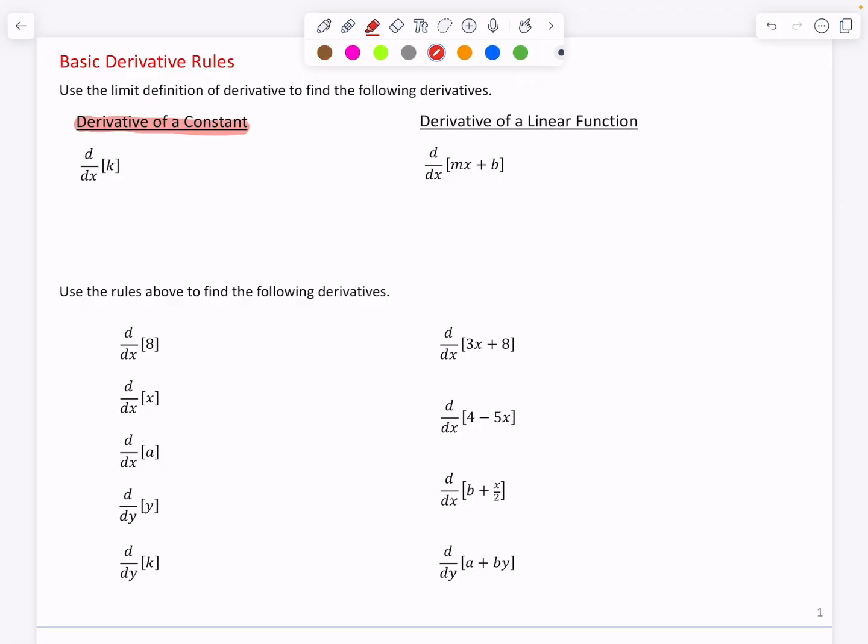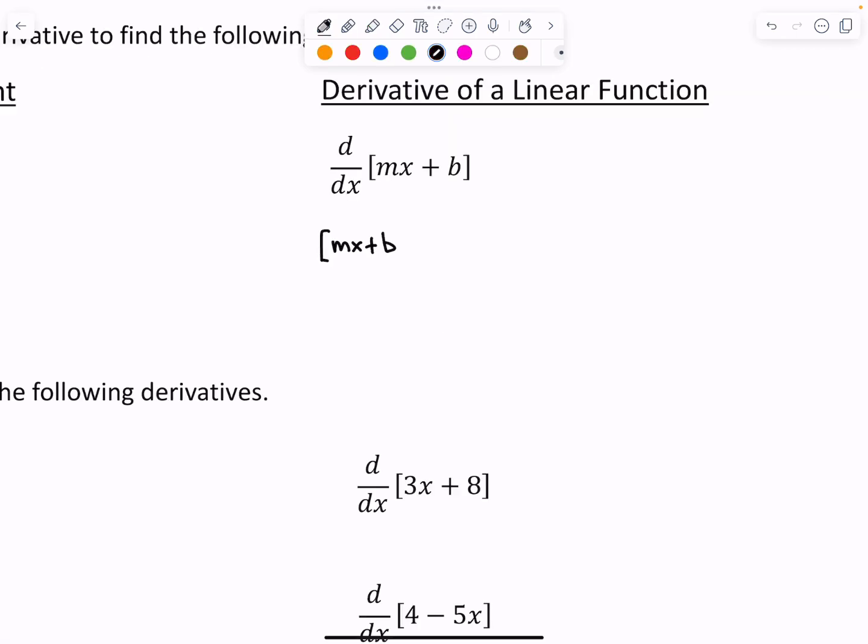On this page, we want to come up with a rule for how to differentiate a constant function, then how to differentiate a linear function. And we will use the limit definition of derivative to find these generalized derivatives. Let me begin with the second one. We have mx plus b.